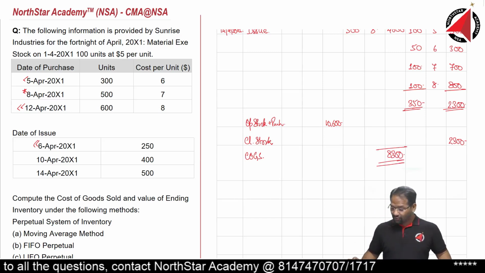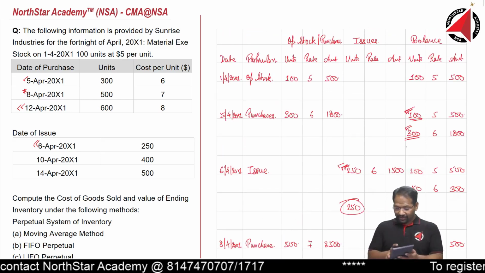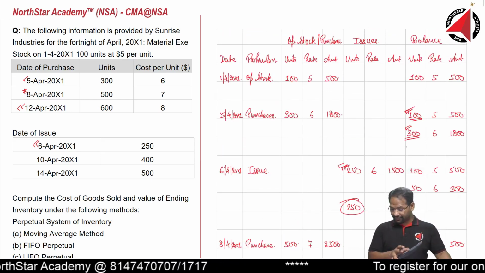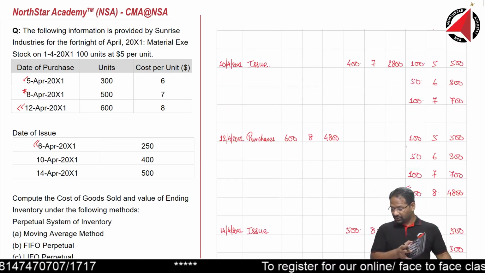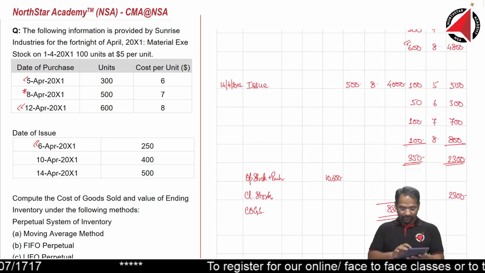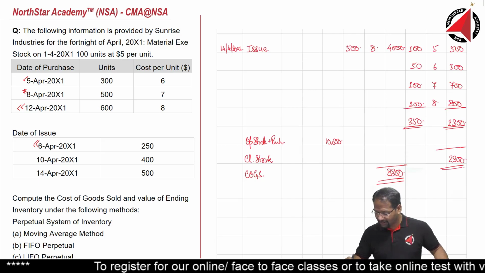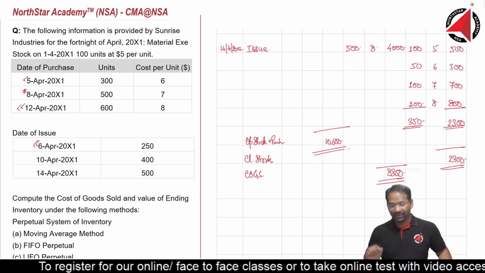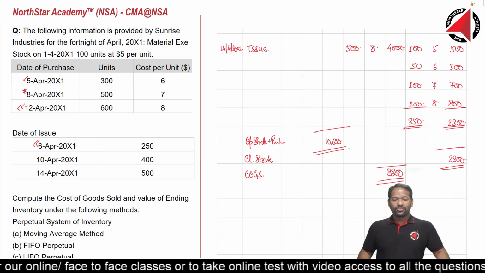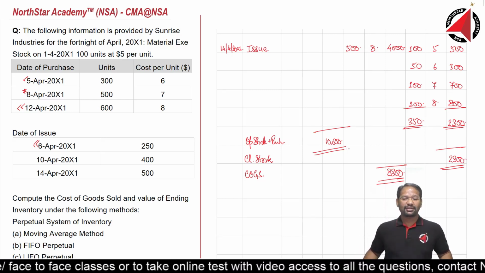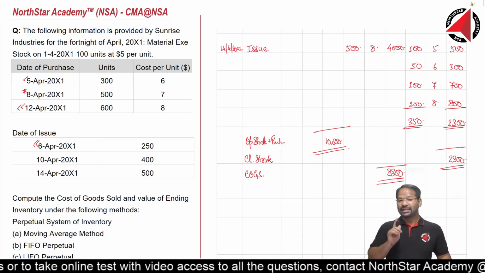Alright, let's go back and check whether cost of goods sold is matching. So first, 1,500 plus 2,800 plus 4,000, 8,300, it is perfectly matching. So all these values have come perfectly. But as a conclusion, I told you under three different methods, the value of cost of goods sold and the value of inventory would always be different.